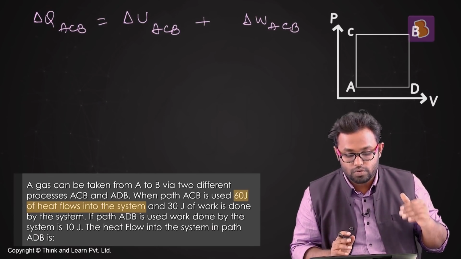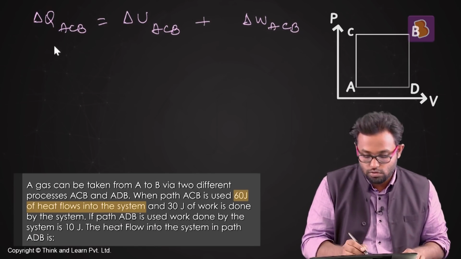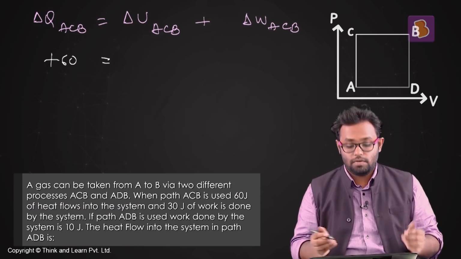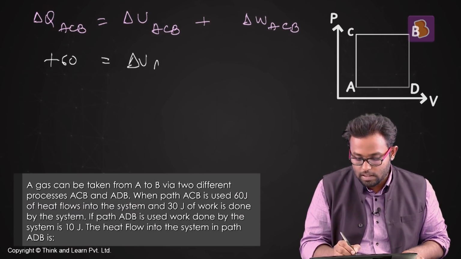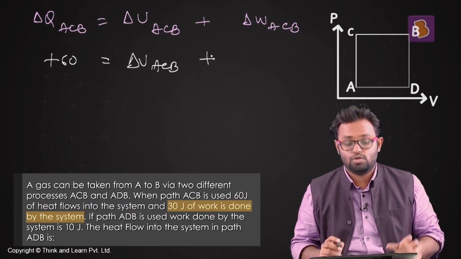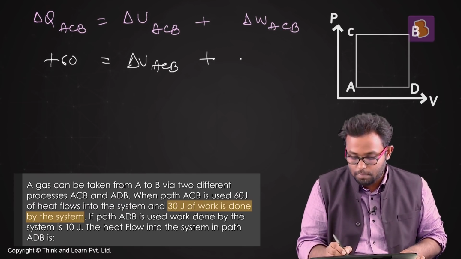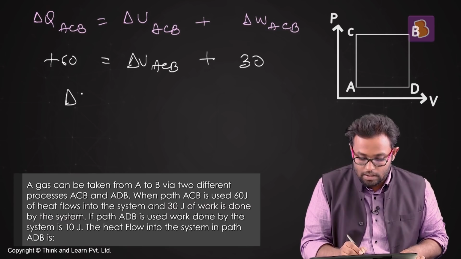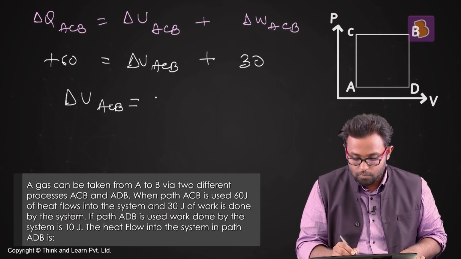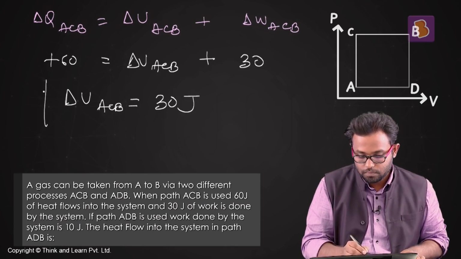So here the heat goes into the system, a heat of 60 joules. So this will be plus 60 equal to a change in internal energy we don't know. So it will be delta U ACB. Let's keep it like that. Plus the work done by the system is 30 joules. By the system is again positive. So it will be plus 30. So delta U ACB comes out to be 30 joules.